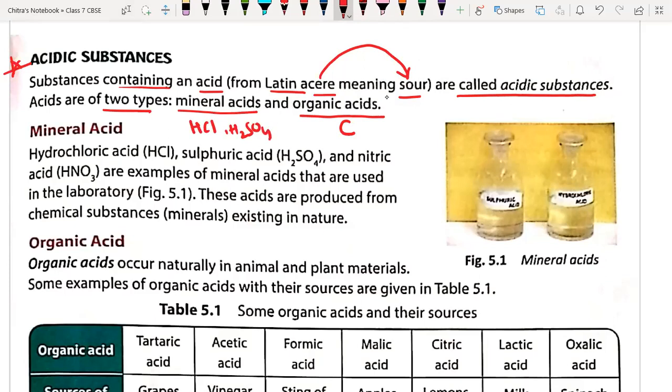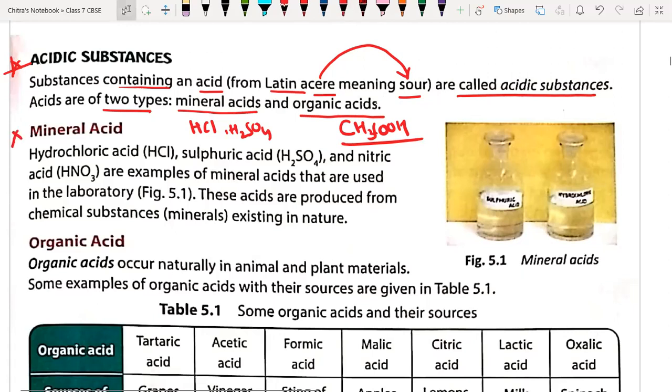But if we discuss CH3COOH, it is a carboxylic acid, and here we have carbon, so it is an organic acid. So, mineral acid, or we can say organic acid. See, organic acids are either animal or plant based, and mineral acids are not animal or plant based. So they are derived in the laboratory only or by natural phenomena.